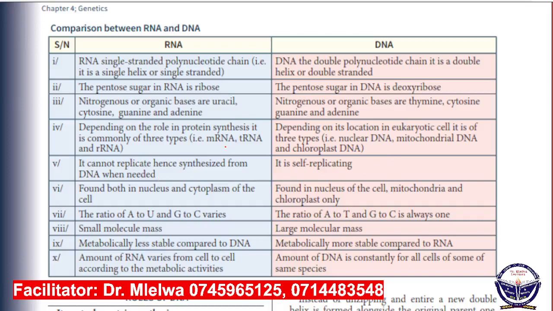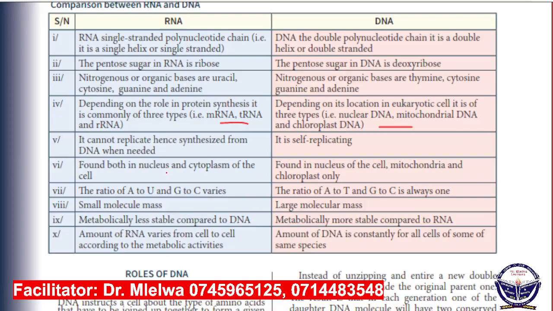So there are three categories of DNA here. DNA is mainly in the nucleus, but mitochondria also have their own DNA, and so does the chloroplast. RNA is found both in the nucleus and cytoplasm of the cell. DNA is found in the nucleus of the cell, mitochondria, and chloroplast only. In RNA the ratio of A to U and G to C varies. In DNA the ratio of A to T and G to C is always 1.